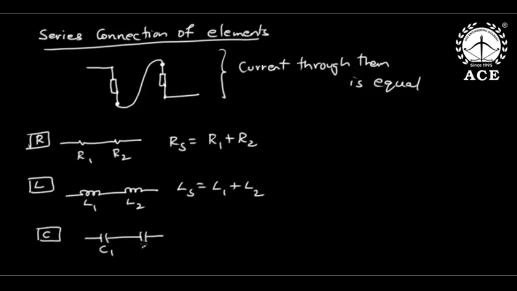Capacitors in series. Here also the resultant is lower than the least. So 1 by C series is 1 by C1 plus 1 by C2, that is C1 C2 by C1 plus C2. Of course, if more elements are there, keep on adding like this. That is why I wrote it like this. But for two, you can understand the formula.